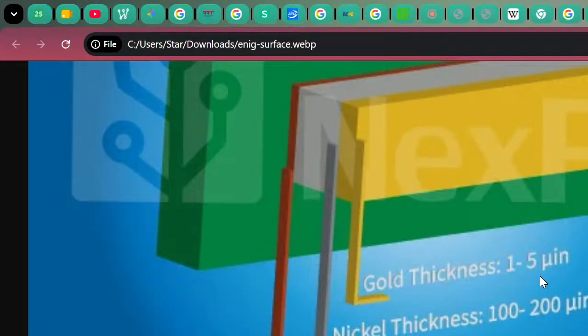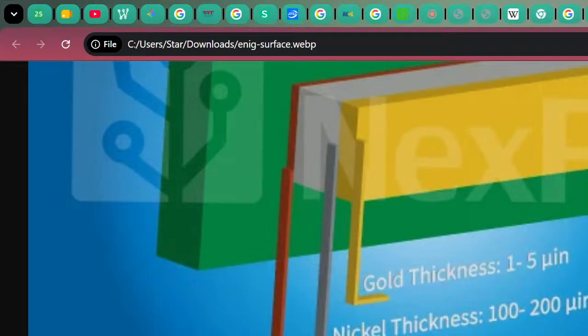But what actually did I tell you? Does anyone remember the value that I told you for the gold thickness? Anyone? 0.0508 to 0.2032 micrometer. That's what I told you. Now it is given in micro inches, whereas what I told you was in micrometer.